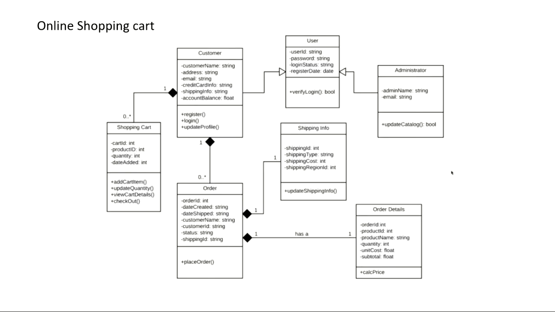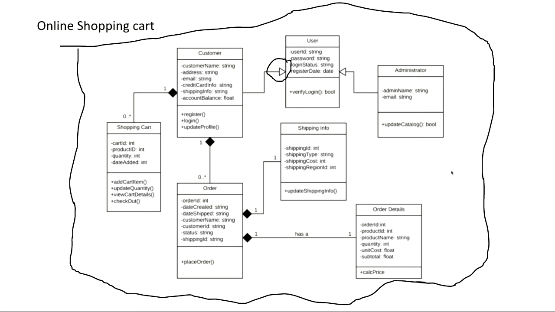Now we are going to see this huge diagram. This is an online shopping cart diagram. This is how a class diagram will look. So you can see here is inheritance, here is composition. There is no aggregation in this. This is multiplicity, right? This is a relationship name. All these things are there. So we will see each part of the diagram one by one. Let's first focus on this part.